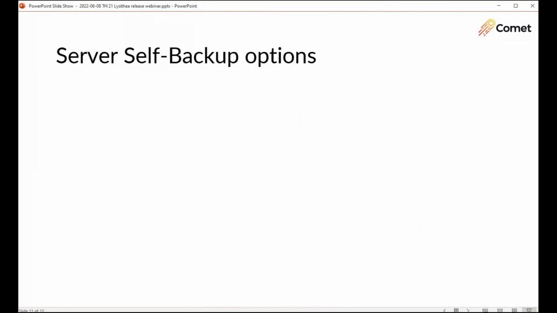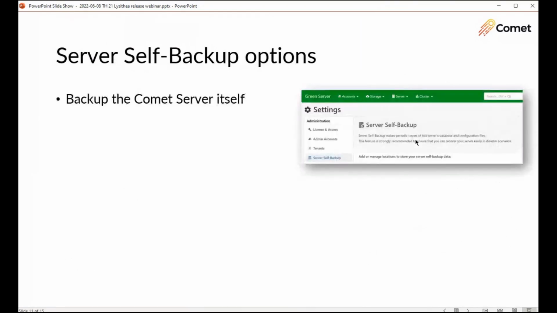Comet Server has a feature called Server Self-Backup to create backup copies of Comet Server's own configuration, all the user profile settings, the job history, and so on. The self-backup feature is a little bit interesting. It does not use all of our full chunking and deduplication infrastructure like a real Comet backup job normally does. The reason for that is because if the Comet server itself experiences an outage to the point where you need to restore from backup, then a lot of the chunking and dedupe infrastructure is unavailable.